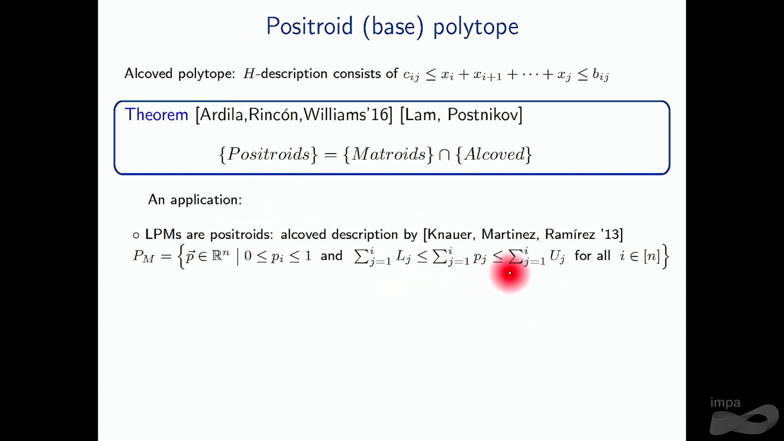Nauer, Martinez, and Ramirez gave an H description of LPMs. And in this H description, you see that it is basically telling you if you sum consecutive coordinates, they are bounded. So that's a proof that LPMs are positroids.